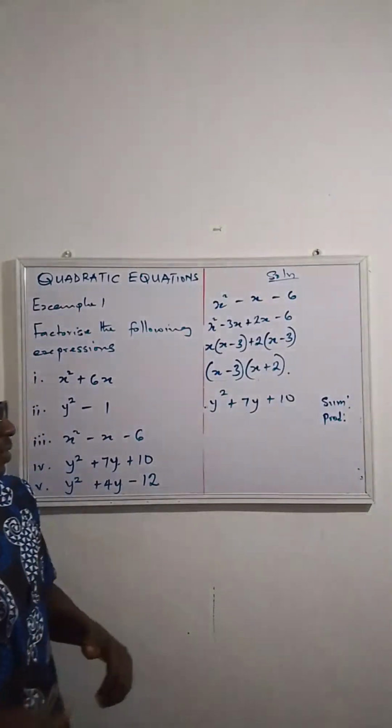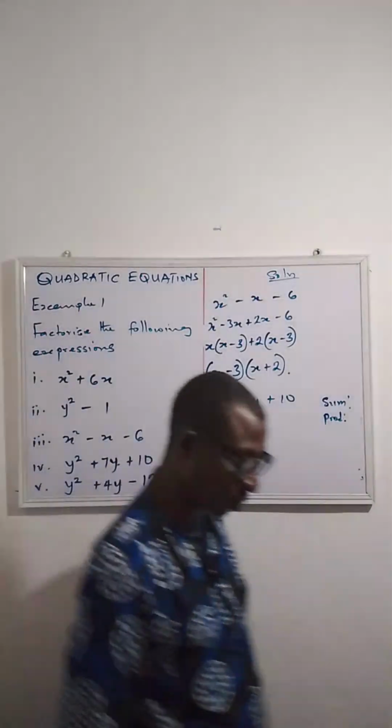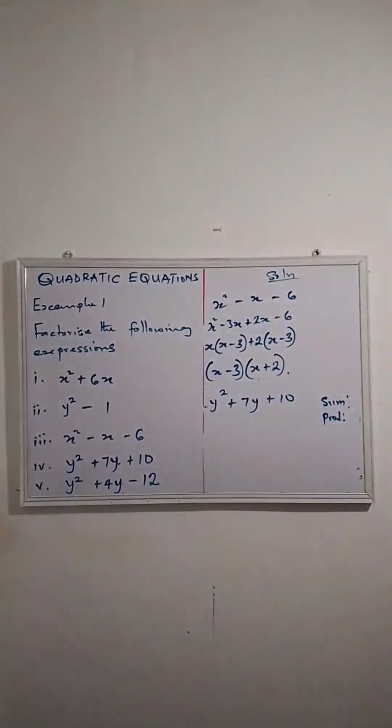Okay, so yes, what is the sum and what is the product of that quadratic expression? Sum, product. Okay, the sum is 7, and what is the product?